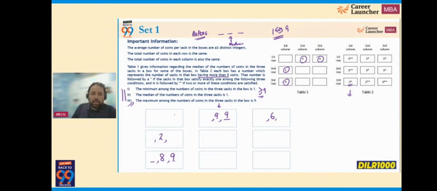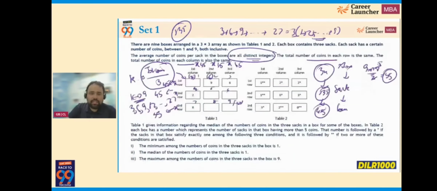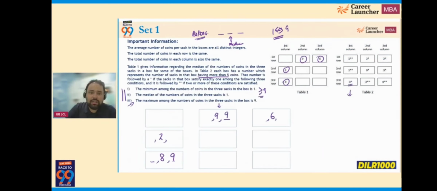अब what do I know? I know each of these boxes में जो coins है it is divisible by 3. Remember यहाँ पे clearly लिखा है that the average number of coins per sack in the boxes are all distinct integers. That means the sum total of the coins has to be divisible by 3. तभी तो 3 से divide करके distinct integer मिल रहा है. 8 plus 9 17 हो गया. 17 plus something is divisible by 3. Now keep this in mind कि ये जो plus something है it is greater than 5.